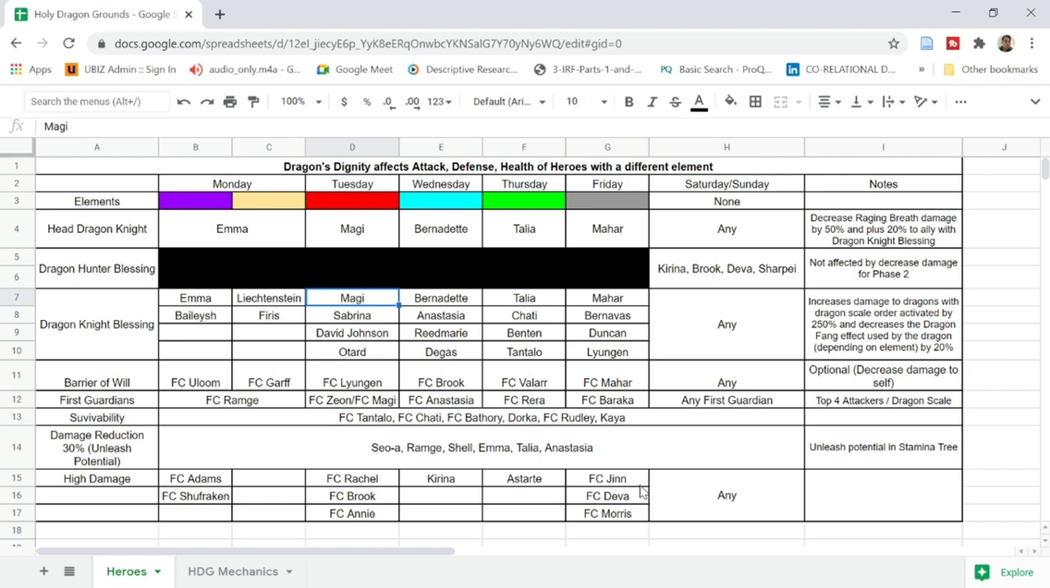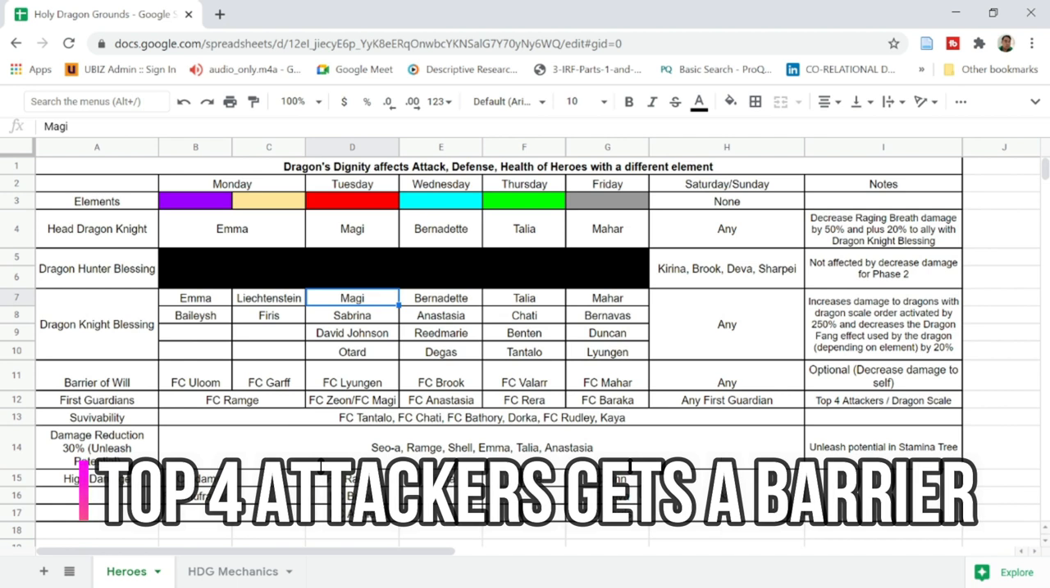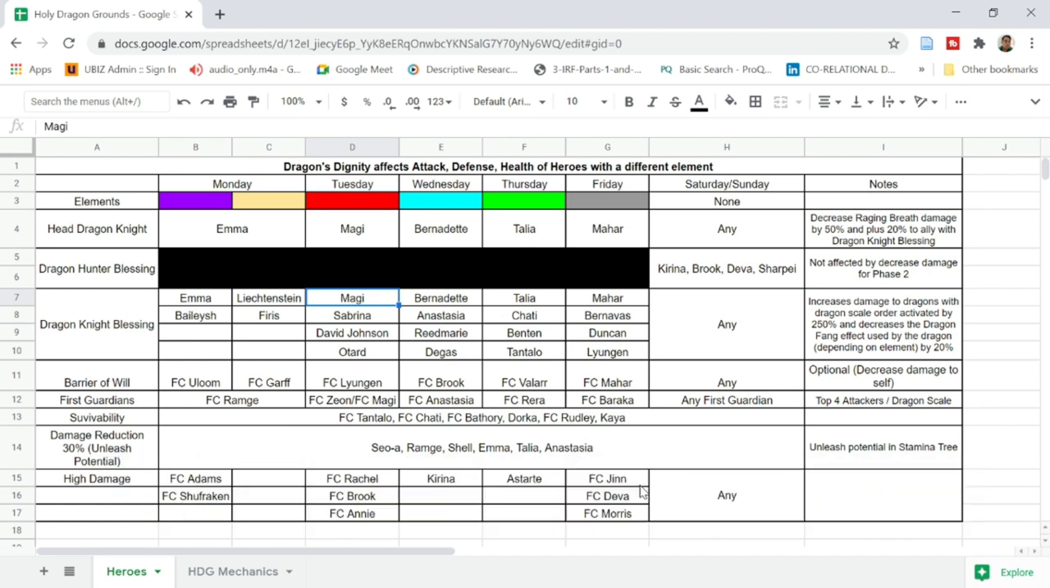Okay, so for your first guardians, you have to bring at least one of them. It's good if you bring the corresponding first guardian in their element, but it's not needed. You could bring any first guardian. Preferably, the good ones are FC Maggie, FC Rera, FC Anastasia, particularly, and FC Zeon as well. Okay? So for survivability, you have their FC Tantalo, FC Chatty, FC Bathory, Dorka, FC Redley, and Kaya.